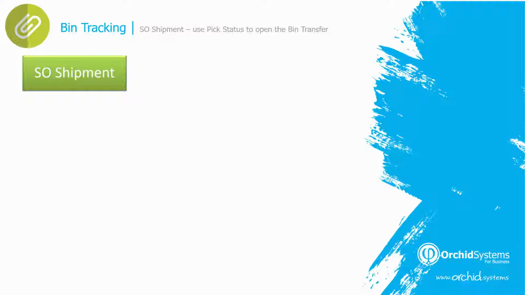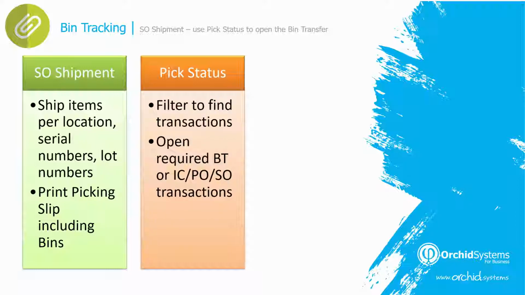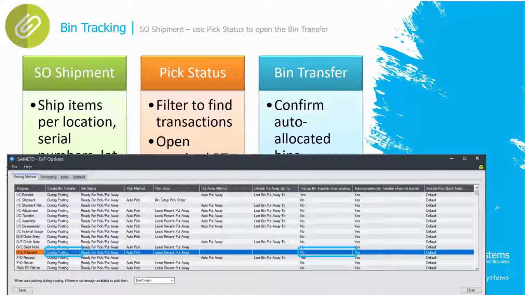So we're going to go ahead and create a sales shipment. We're going to ship the items per location, enter any serial numbers or lot numbers if that was appropriate, and we could print the picking slip including the bins. And then we're going to use the pick status screen to filter and find our transactions, and then open the required bin transfer document or the associated ICPO or SO document. And then from there, we're going to go ahead and confirm our bin transfer document.